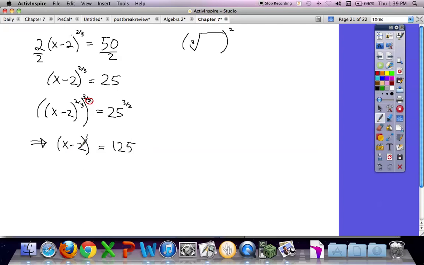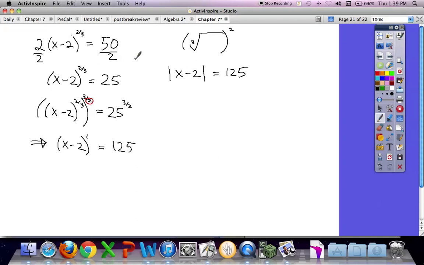And just like we learned at the beginning of this chapter, when you take an even root, sometimes you need to use absolute value symbols. And in this case, we do too. So what's more correct here is I have to say |x - 2| equals 125.